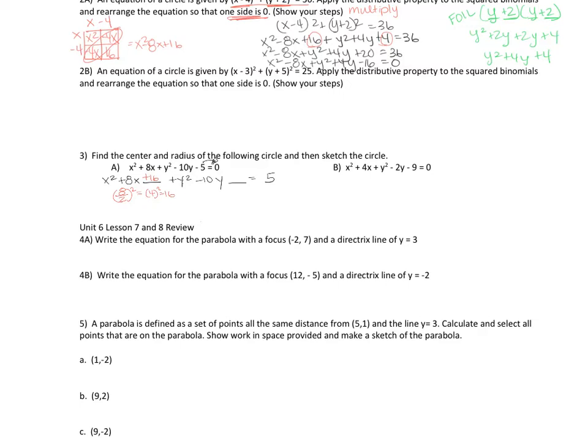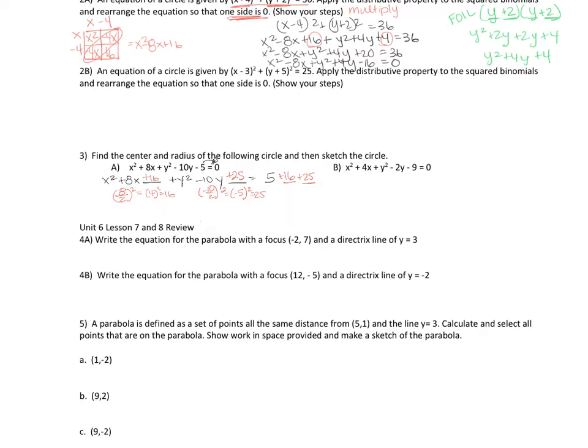I'm going to do the same thing for my y terms. I'm going to take my b, which is negative 10, divide by 2 and square it. I get negative 5 squared, which is 25. So I'm going to add 25. Now in algebra, I'm not allowed to just add 16 and add 25 to my equation, because I am not keeping my equation balanced. So this was step 3 in our lesson. On step 3, I balanced my equation. Since I added a 16 and a 25 to the left side, I'm also going to add a 16 and a 25 to my right side.